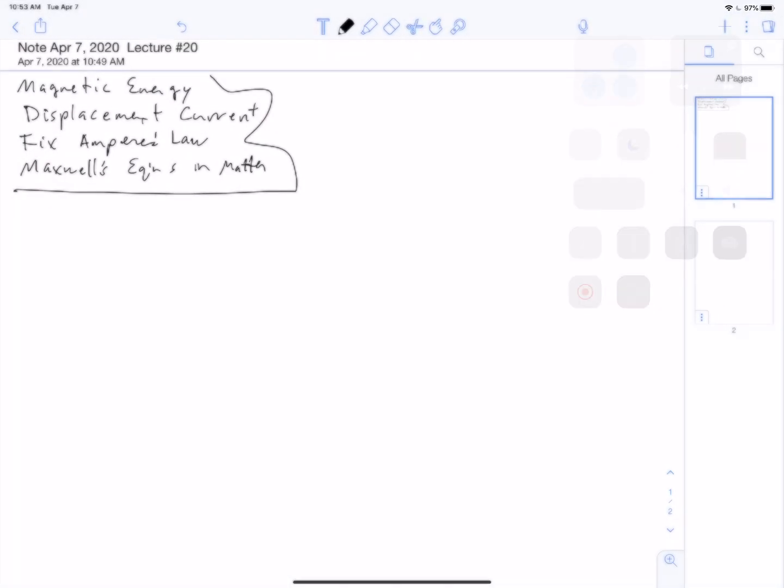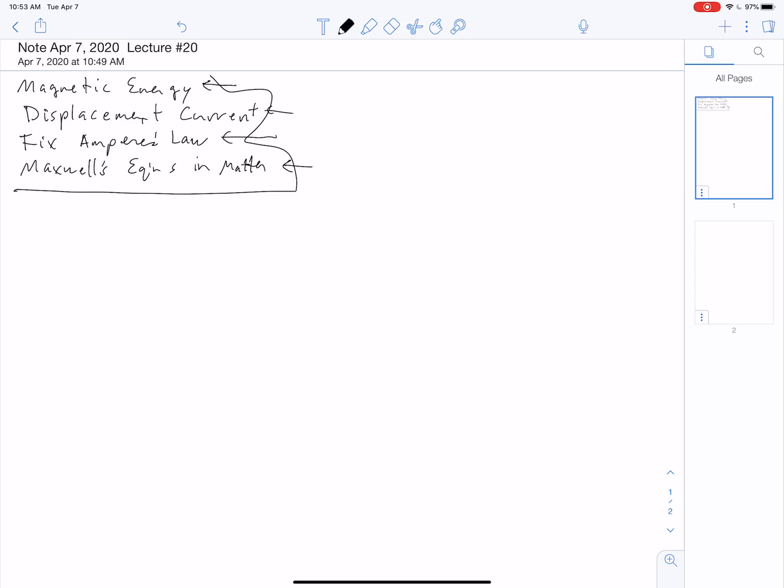Okay, folks, it's time for our next online lecture. Today we're going to talk about magnetic energy, displacement current. We're going to fix Ampere's Law. It has a little thing we need to add. And we're going to briefly derive Maxwell's equations in matter.